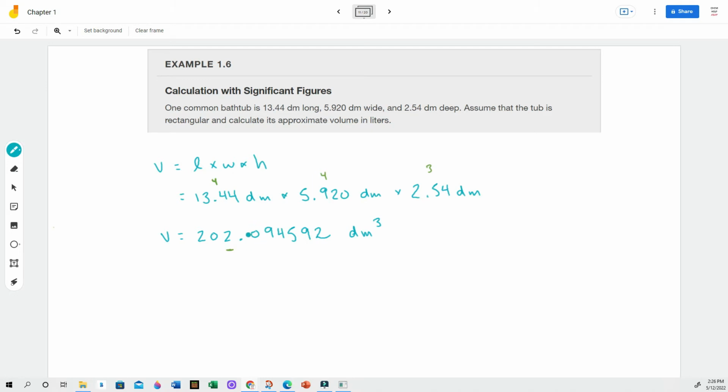There is a 0 immediately to the right of my 2, so my volume will round down. This is simply 202 decimeters cubed. And just as a side note, decimeters cubed is actually liters. This is why they want the approximate volume in liters. So I can simply rewrite this as 202 liters.